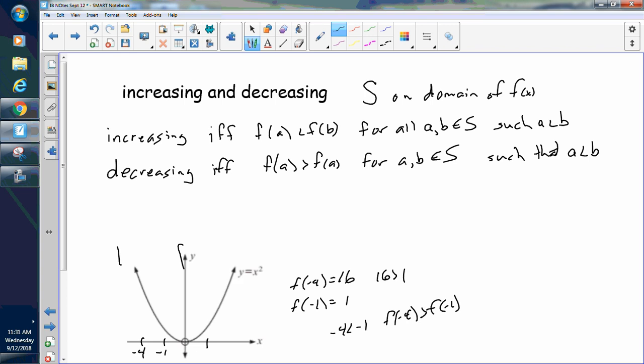So that's what increasing and decreasing mean, the if and only if. Remember, it means we can say if it's decreasing, then this information on this side has to be true. And then we can turn it around and say if this information is true, then this stuff over here has to be true. Mostly used in proofs.